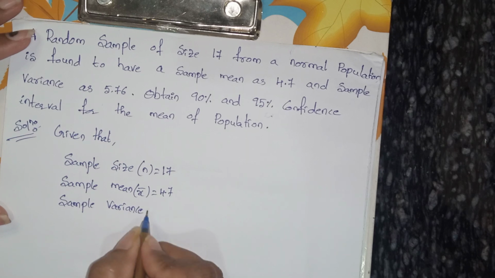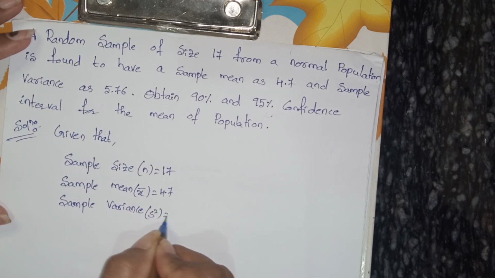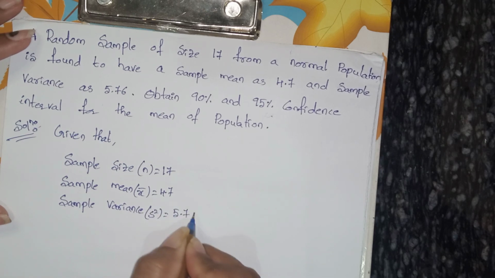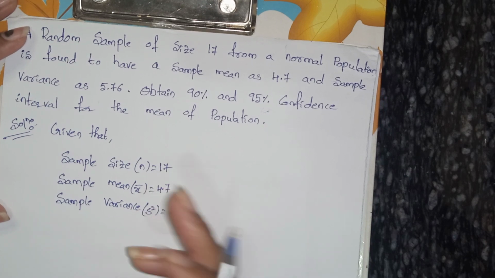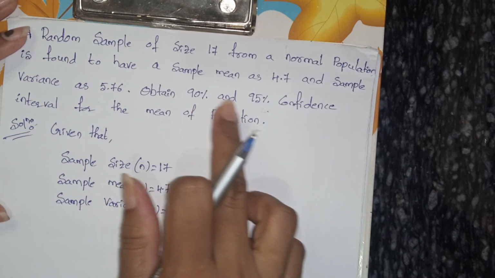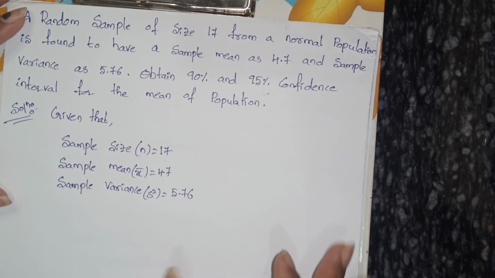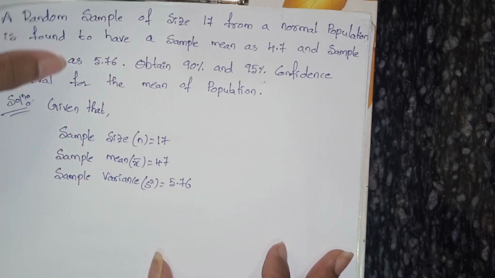Sample variance is denoted with S square equals 5.76. Okay, so now we have to calculate what? 90% and 95% confidence interval. Okay, first we'll write the formula.